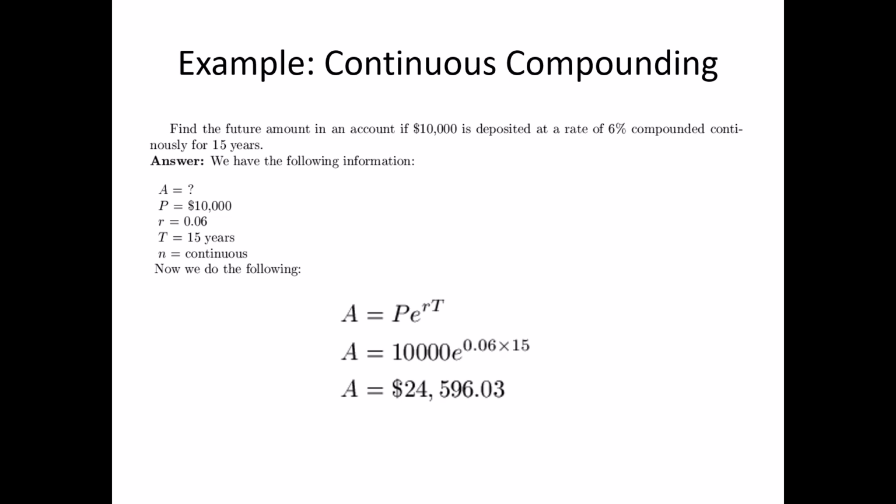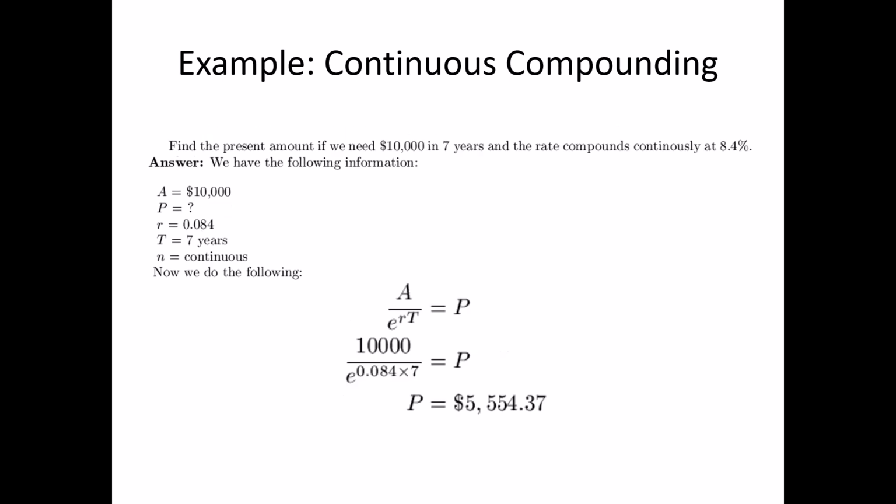Now, it did say that we're compounding continuously, so that tells us to use the continuously compounding formula. We don't need the 1 plus r over n to the nt power. We're going to use the formula that's commonly referred to as PERT, as it spells that out. So we're going to do the following. A is equal to P times e to the rt power. We plug in our values, do the arithmetic, and the future amount of $10,000 deposited into an account compounding continuously at 6% for 15 years comes out to be approximately $24,596.03.